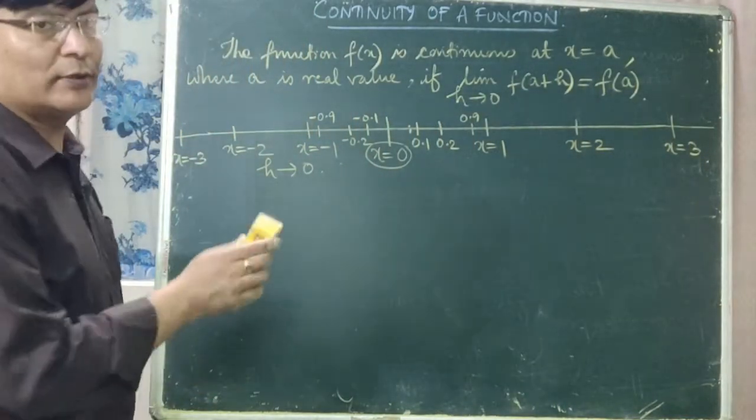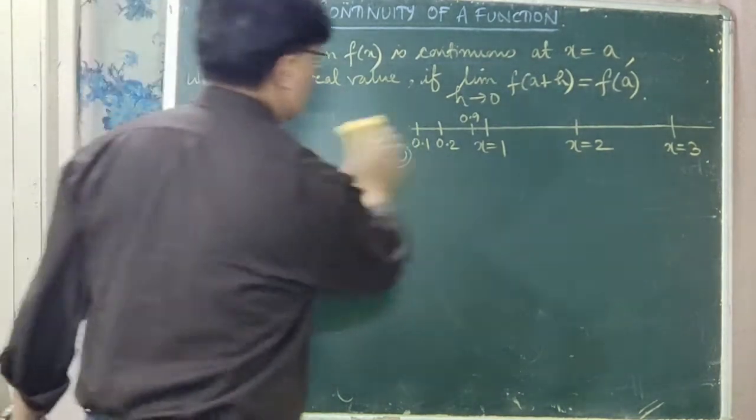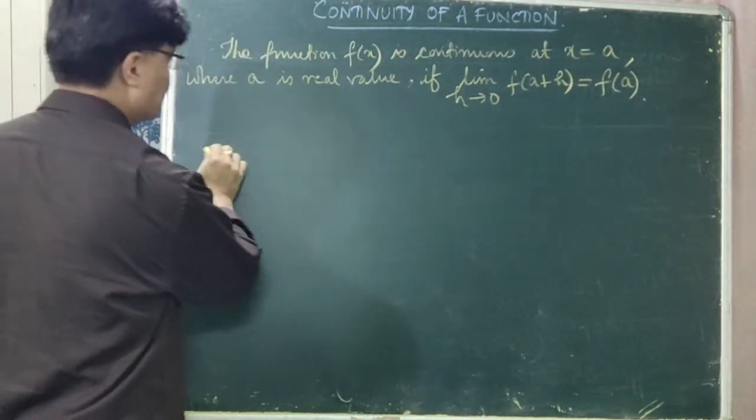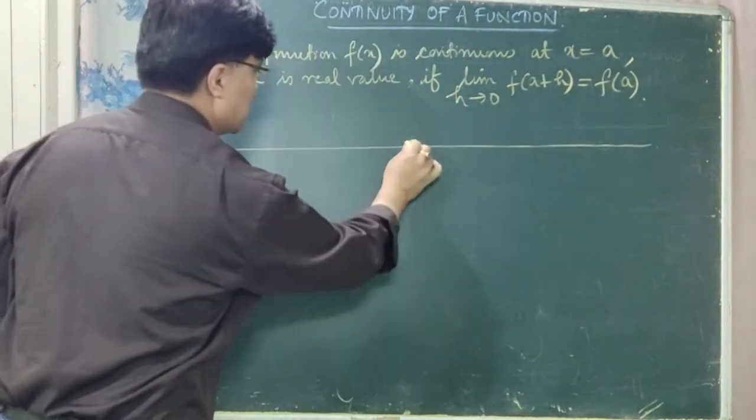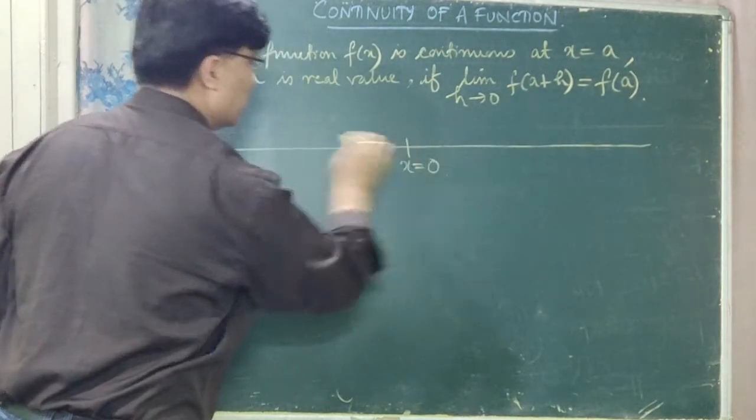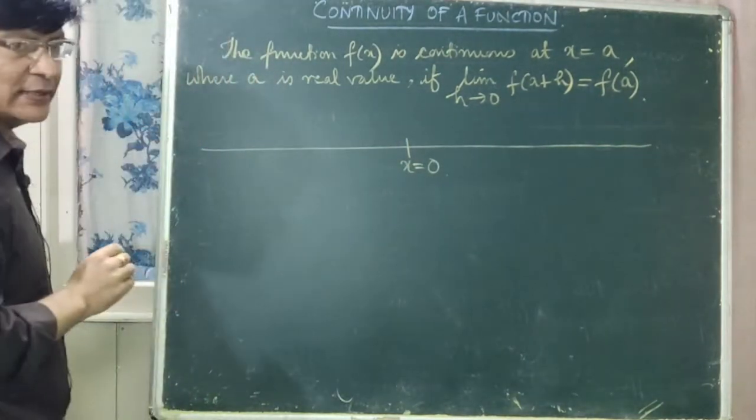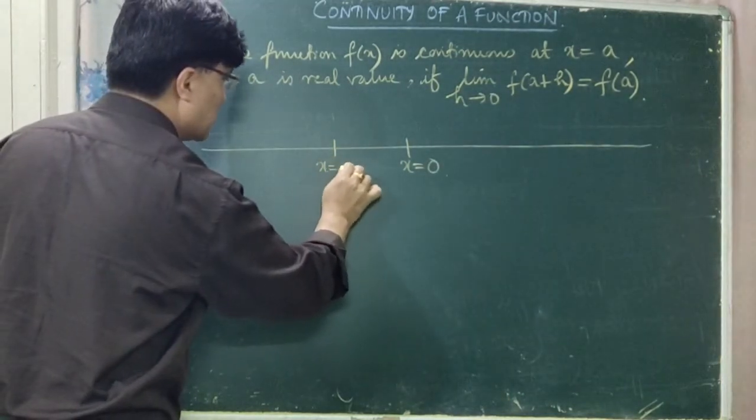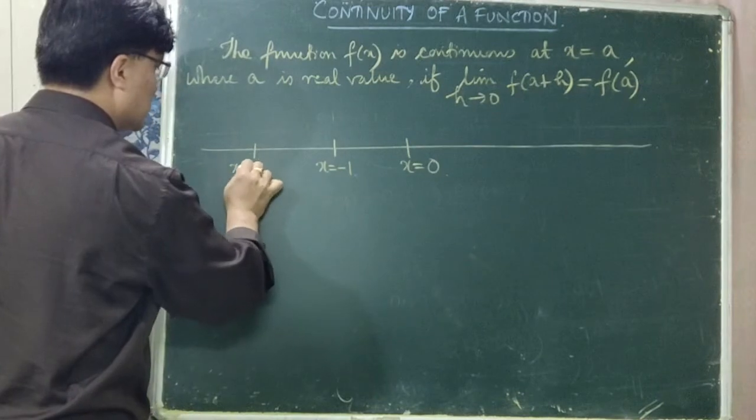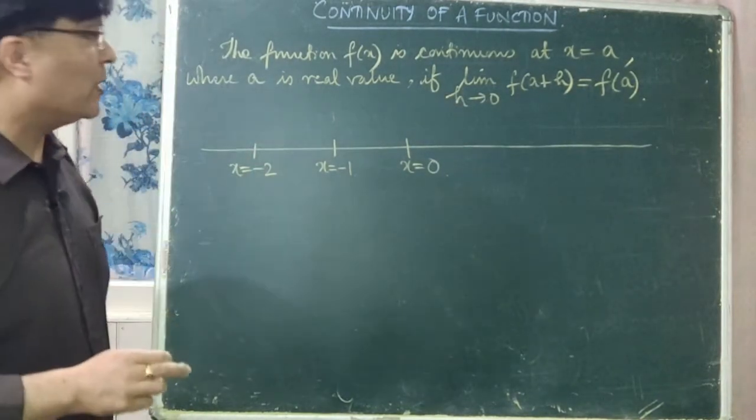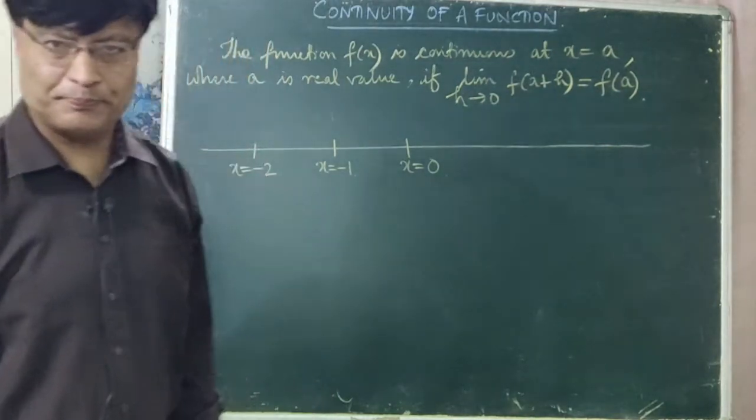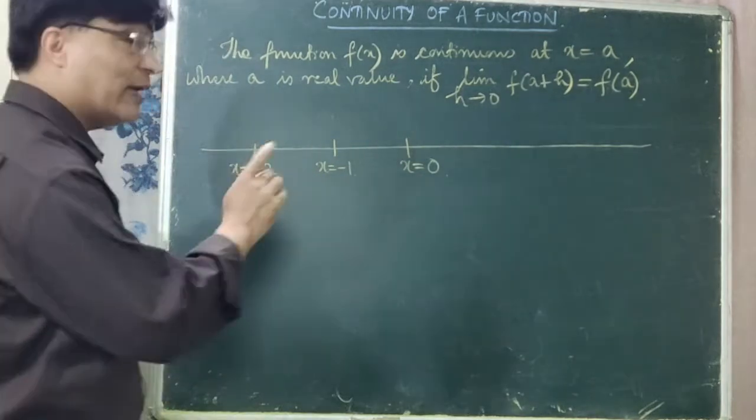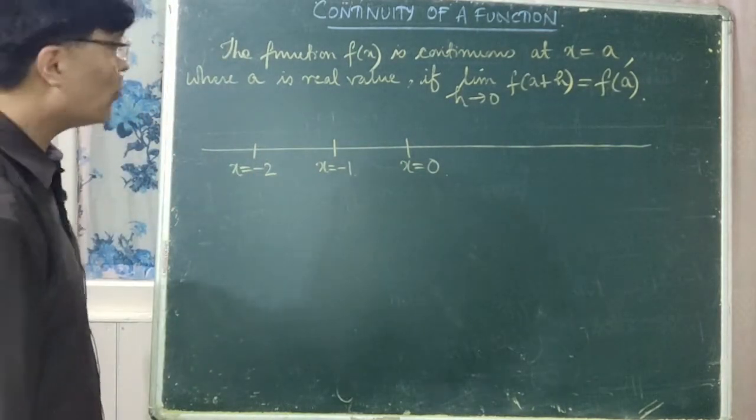So now we will do the left hand limit. So again let us draw this figure number line. Suppose this is x is equal to 0, right? Now we'll do from the left hand side, or the left hand limit. Okay, so this is your x is equal to -1, this is your x is equal to -2. Just now we did h tends to 0 from the right hand side only, where h is a very small positive quantity.